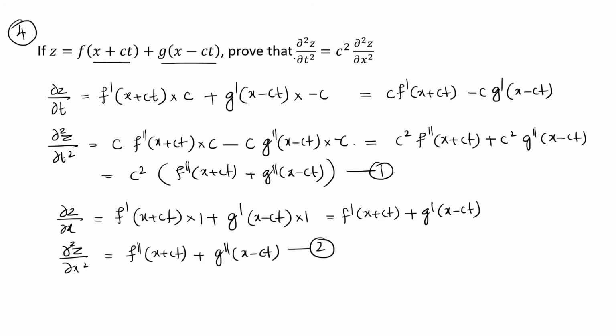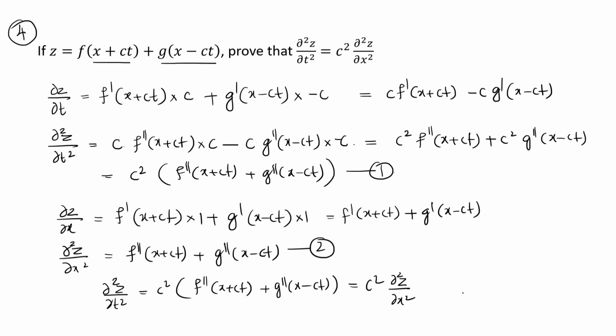Now we can substitute. What about dou square z by dou t square? Dou square z by dou t square is c square into f double dash of x plus ct plus g double dash of x minus ct. Now we will rewrite this as c square into, from the second equation, dou square z by dou x square. Therefore, we have proved that dou square z by dou t square is equal to c square into dou square z by dou x square.